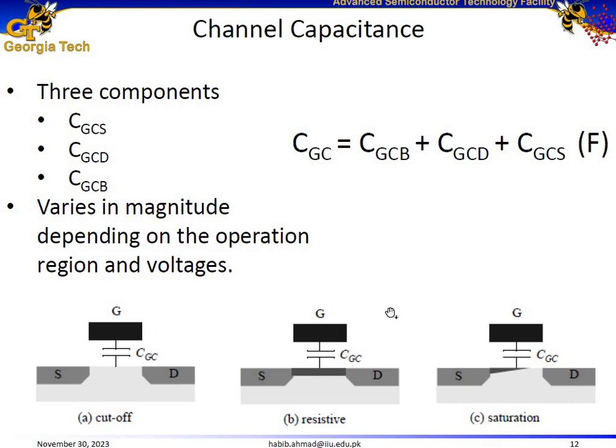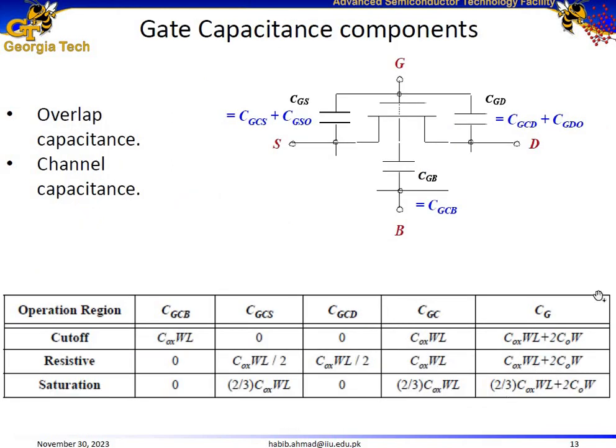Now let us talk about the channel capacitance and try to fill out this table. In cutoff region, we just have the gate to bulk capacitance, which we already discussed. The gate to source channel capacitance and gate to drain channel capacitances would be 0. So in cutoff region, we have the gate to bulk channel capacitance plus 2 times the overlap capacitance. Why 2 times? Because we have to account for both the drain and the source regions. And as I told you, this overlap capacitance would be the same in cutoff, resistive, and also in saturation region, as you can see over here.